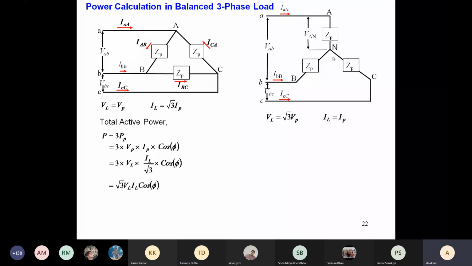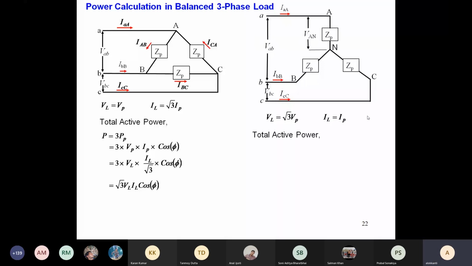And so you see the line current IL is directly entering the phase because it is star connection. So the line current is equal to the phase current. IA is directly entering the A phase, IB is entering the B phase, IC is entering the C phase. So line current and phase current are the same.